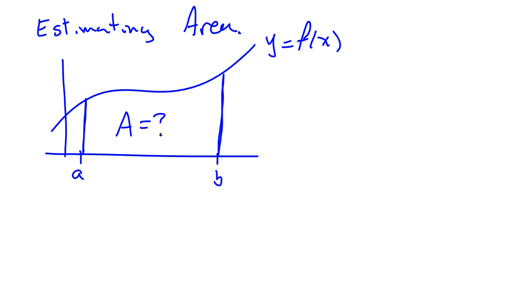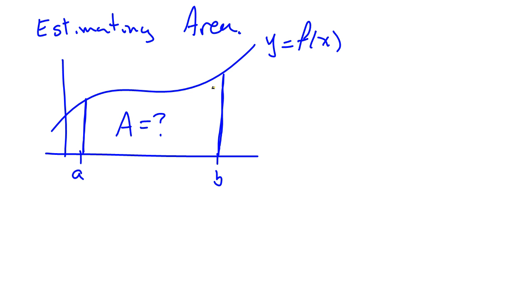Now, if this is a nice straight function, we can probably figure it out. Of course, if it's flat, all you got is a rectangle. If it's slanted, then it's not a parallelogram, it's a trapezoid, and we can calculate the area of the trapezoid. So the trick comes in, what do you do when it's curved, when the top is curved here? How do you calculate the area?